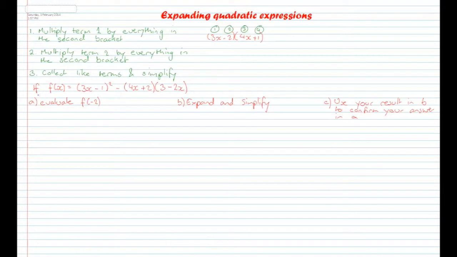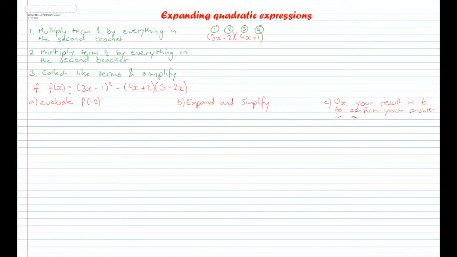Alright, so let's read this question as we always would. If f of x is equal to (3x minus 1) squared minus (4x plus 2) multiplied by (3 minus 2x), we need to first of all evaluate f of negative 2, b, expand and simplify, and c, use the result in part b to confirm your answer in part a. So let's first of all evaluate f of negative 2.